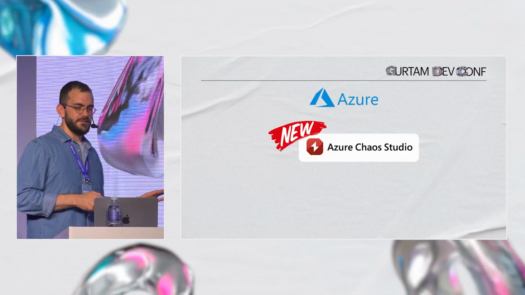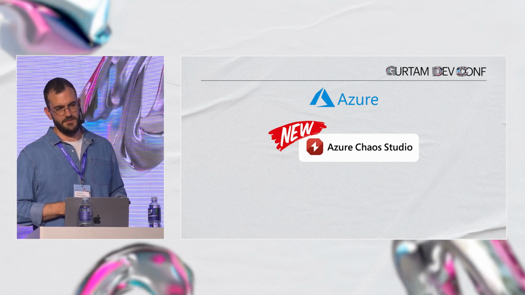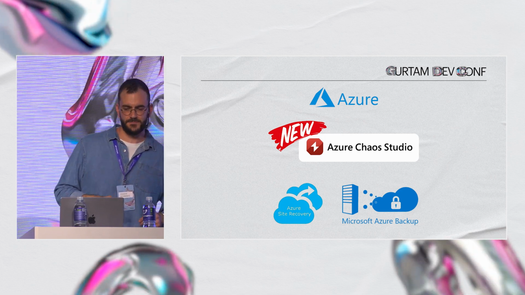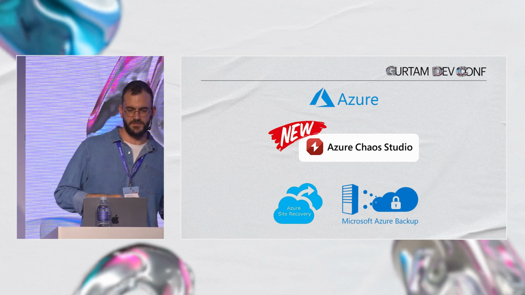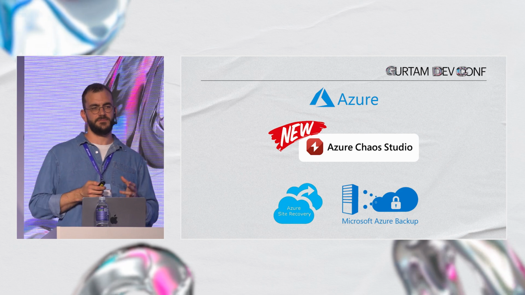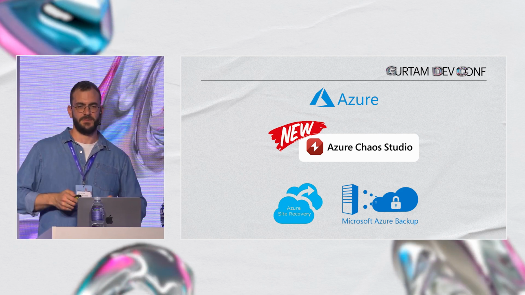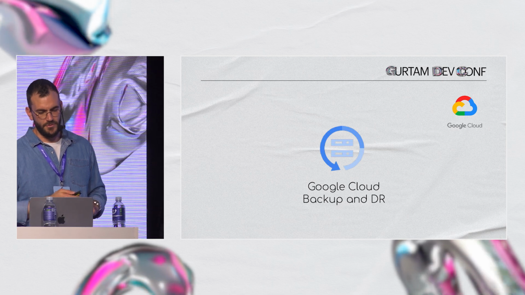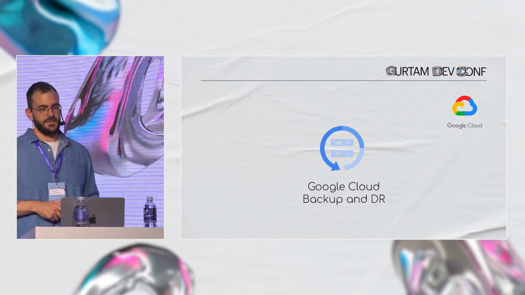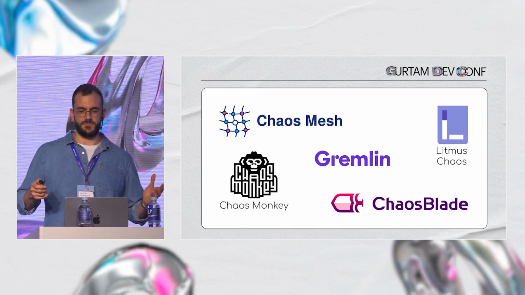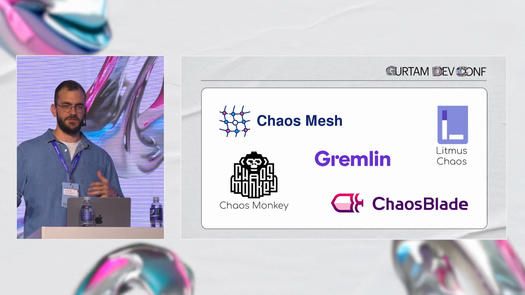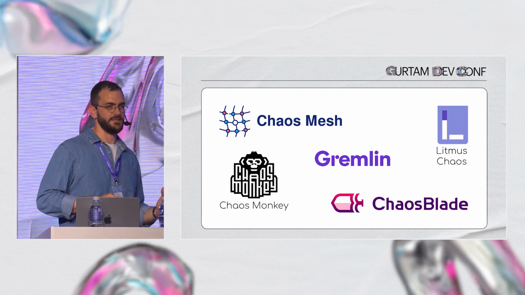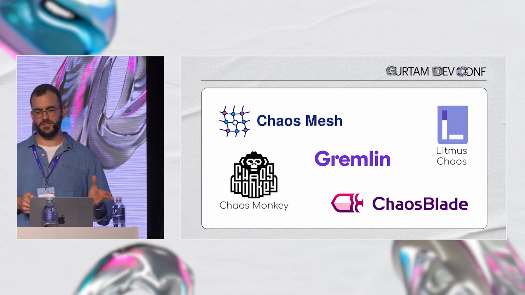On Azure, a pretty new tool, very similar to the Fault Injection Simulator, is Azure Chaos Studio. They released this tool in the last few months. They also have Azure Site Recovery and Microsoft Azure Backup. These are tools that help you manage all the disaster recovery plan aspects. On GCP, there's also a very similar tool, Google Cloud Backup and DR. And of course, there are many external tools, services that you can pay for, and some open source, that can help you apply the chaos engineering approach to your architecture.